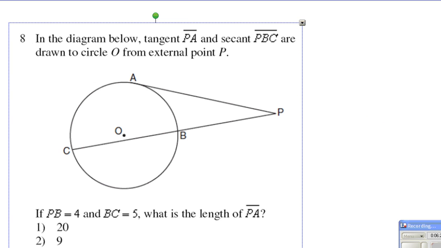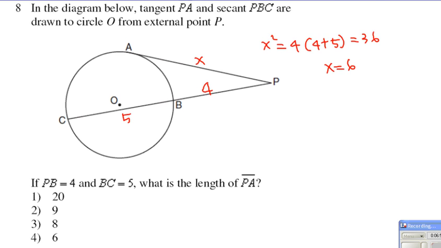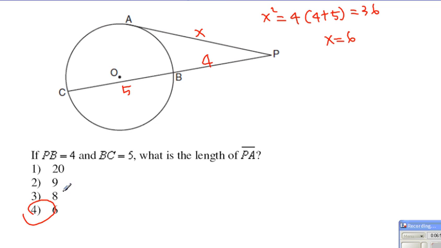All right, now here, we realize that PB is equal to 4, right here, and then BC is equal to 5. Now we like to find out PA. In this case, if I call this one as x, then x squared is equal to outside, which is 4 times the total, which is 4 plus 5. Now, we realize that this is equal to 36. That makes x equals 6, which is this one.